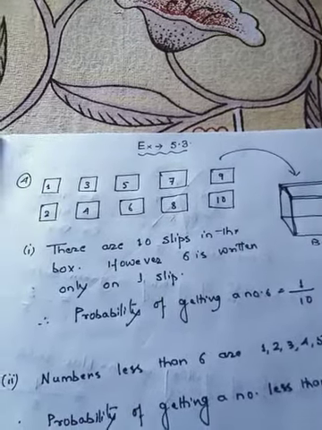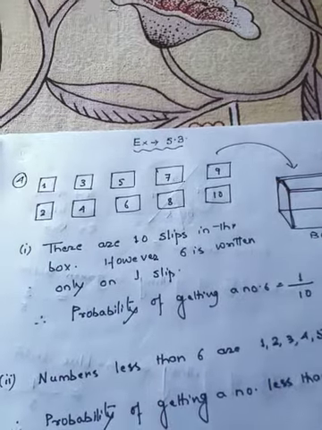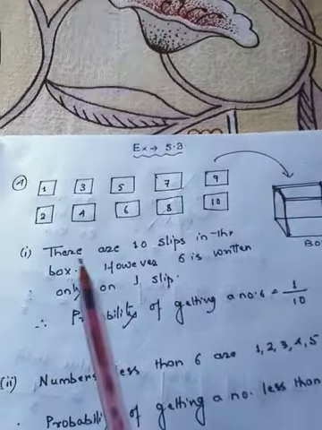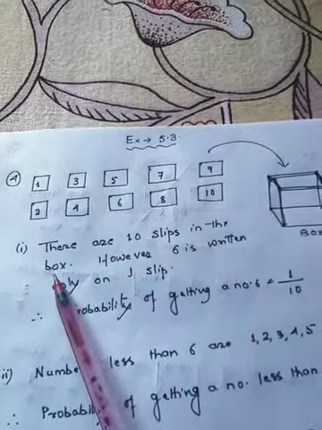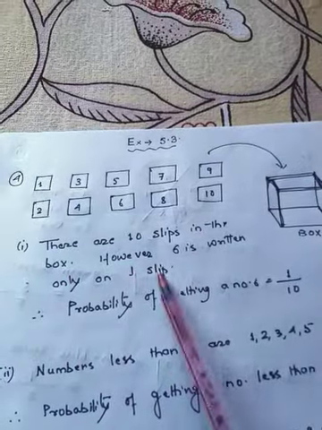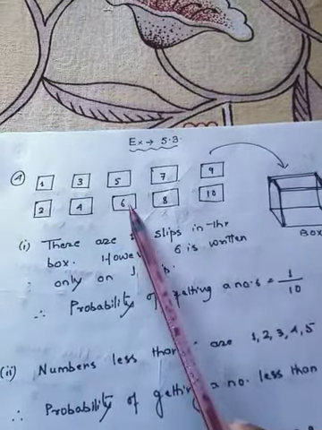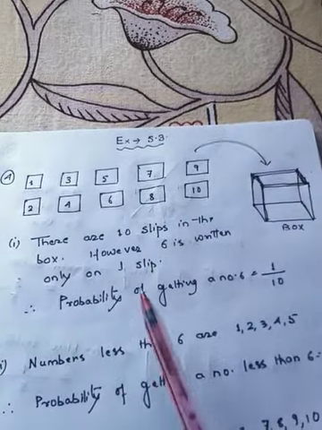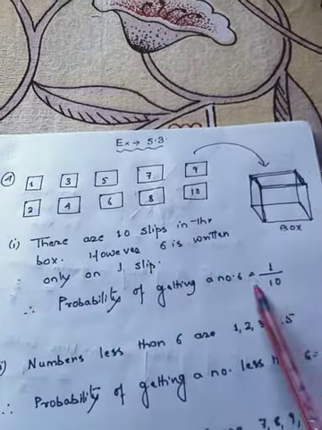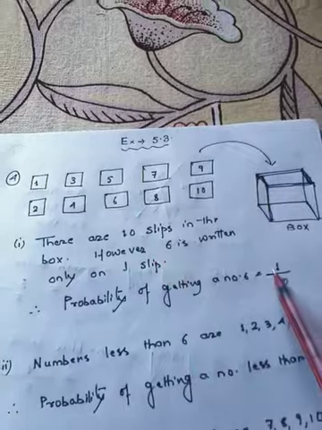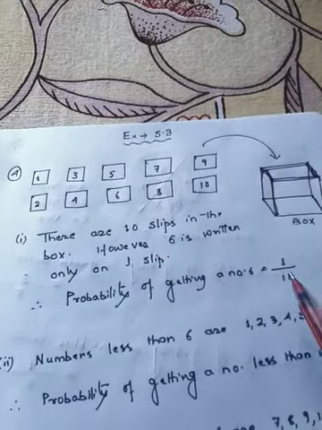So out of 10 slips, how many times will you get number 6? 1. So see, I have written there are 10 slips in the box. However, 6 is written only on one slip. So the probability of getting a number 6 is, out of 10, how many times will you get number 6? 1. So the answer is 1 upon 10.